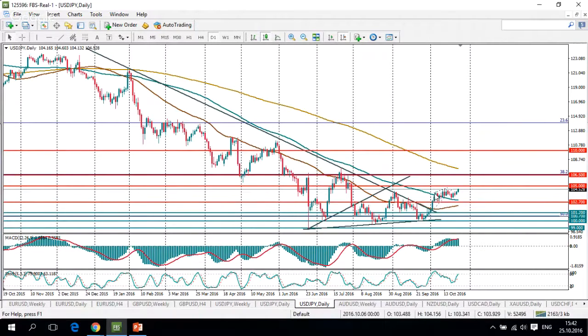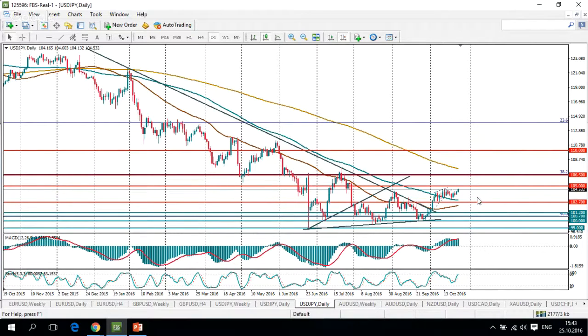All in all, the pair is now having support of the 100-day moving average, which is located just below the 103 mark. And moderate strength of the US dollar is in line with expectations that the US presidential election will be without any surprises, and with the fact that the Fed is moving towards a rate hike in December.